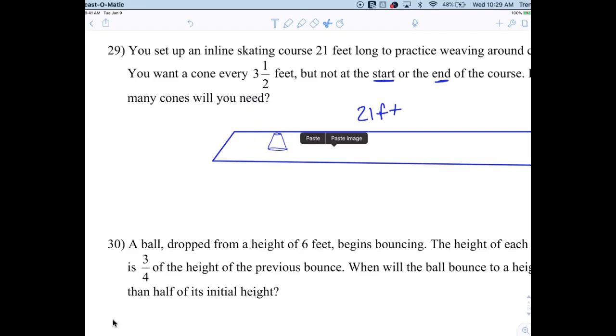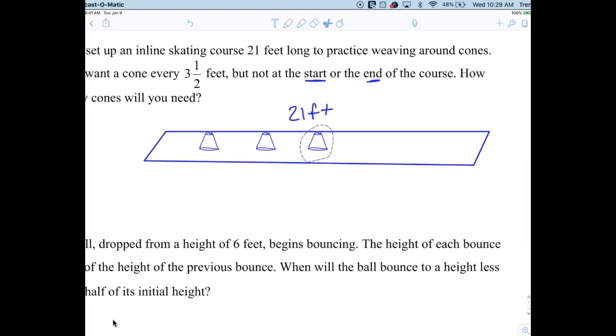So now I'm placing another cone. How far down the track is that? 7. That is correct. Very good. Now I'm going to put another cone. And now you should look at that and say, how far? 10.5. Thank you very much, Stan. And then this is how far now? Yep, 14 feet.